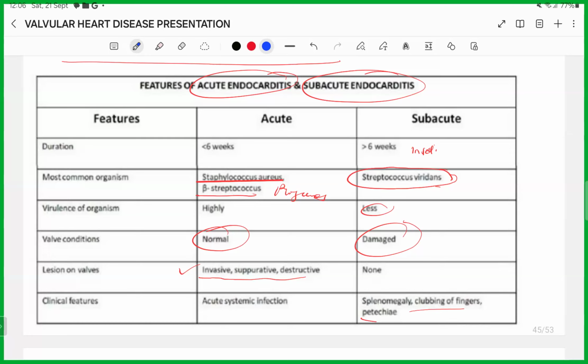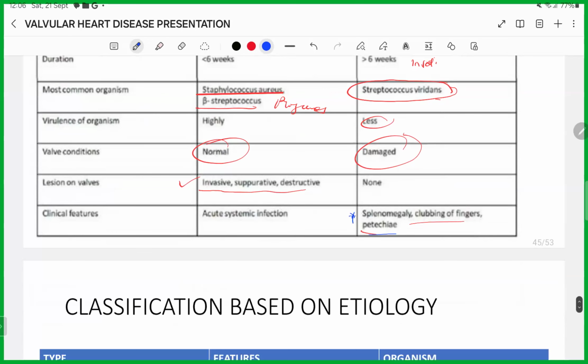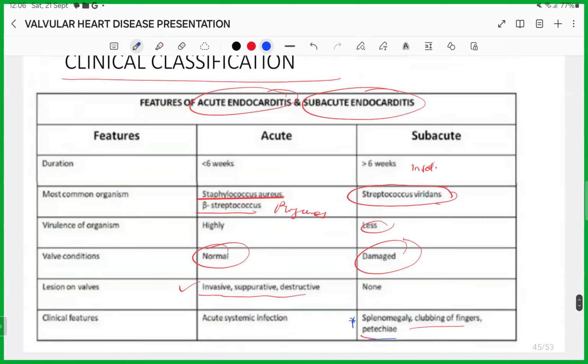And they lead to invasive, suppurative, and destructive lesions, and lead to an acute systemic infection, and this one can lead to death very fast. This is severe. Acute endocarditis is severe. Subacute, on the other hand, the most common organism is viridans streptococcus, which is less virulent and causes less damage. So most of the presentations will also be more subacute and chronic: clubbing, petechiae, signs of congestion, etc. So those are the differences between acute and subacute infective endocarditis.